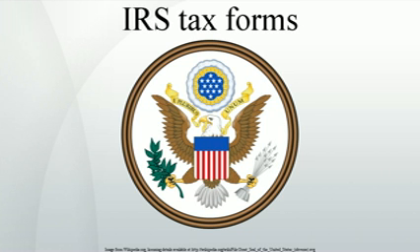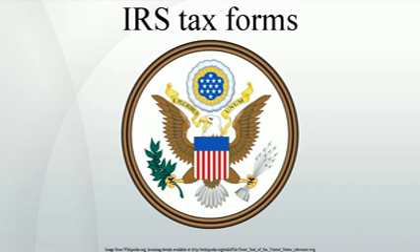Form 1065, U.S. Return of Partnership Income, is used by partnerships for tax returns. Form 1120, U.S. corporation income tax return, is used by C corporations for tax returns. Form 1120-S, U.S. income tax return for an S corporation, is used by S corporations for tax returns. Form 1041, U.S. income tax return for estates and trusts, is used by estates and trusts for tax returns.